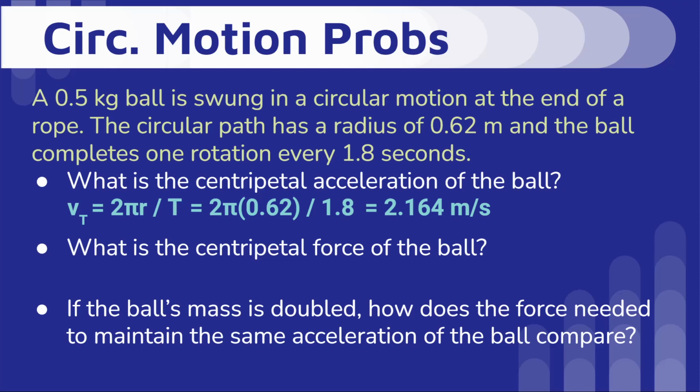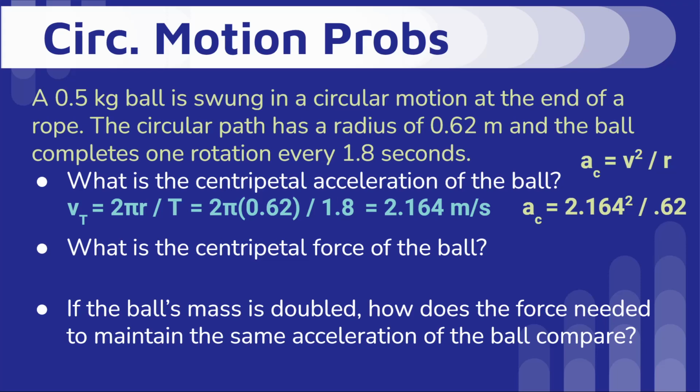But again, this is not my answer. This is the tangential velocity. I still have to find the centripetal acceleration. But now that I have the velocity, I can do that using this equation. V squared over r will give me that acceleration that I'm looking for. So I'm going to take that answer that I just got, 2.164, I'm going to square it, and I'm going to divide it by my radius.